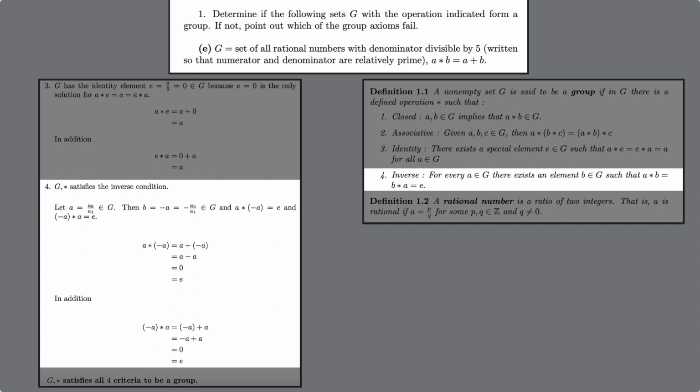Again, with addition, our common guess for the identity element is 0, and the common guess for the inverse element is just the negative, right? 5 plus negative 5 equals 0. So here we just need to check that A star negative A equals E and negative A star A equals E, which we do, and we conclude that G comma star is a group.